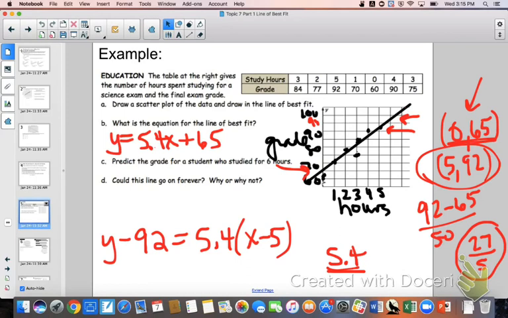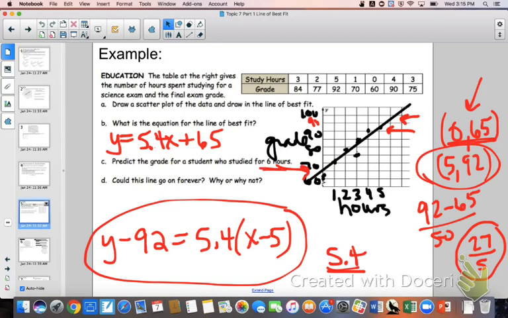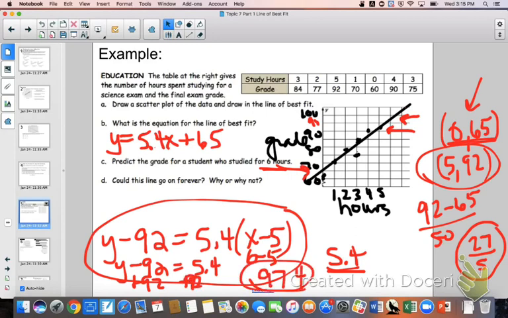Now, it says predict the grade for a student who studied for 6 hours. You're going to use your equation. So I'm going to use this equation right here. I'm going to plug in 6 for x. So 6 minus 5 is 1. So that's going to be y minus 92 equals 5.4. Add the 92, and that gives me 97.4. That's the predicted grade for a student who studied for 6 hours.